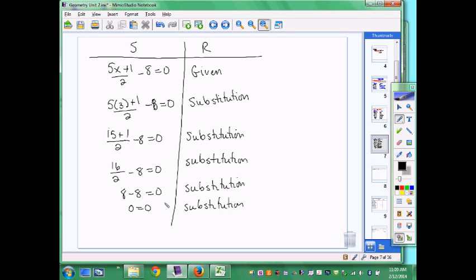Or sorry, well, and then, actually that's reflexive. No, that's substitution. Then this symbol right here means therefore. These three dots mean therefore.